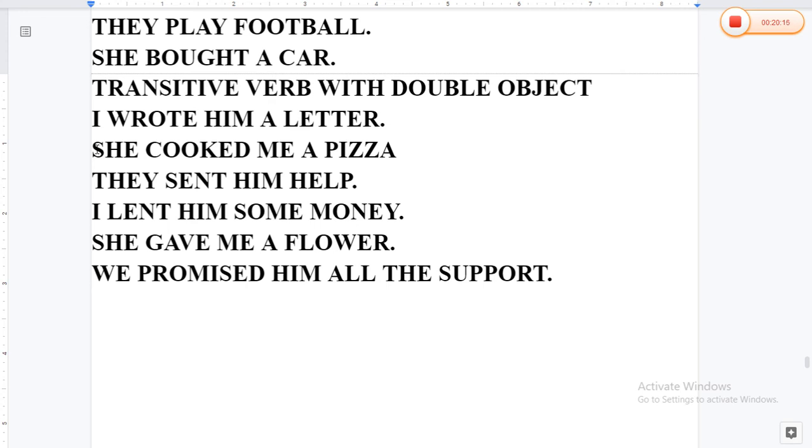In these verbs, meaning is not yet complete with one object. That's why you require double object. One object is what you have seen in the pronouns chart, objective case pronouns. The objective case pronouns are used in place of indirect object, and the direct object is the thing which is referred. A letter is a direct object, a pizza is a direct object, help is a direct object, money is a direct object, flower is a direct object, and all the support is a direct object. While him, me, me, him are indirect objects. Is it clear?